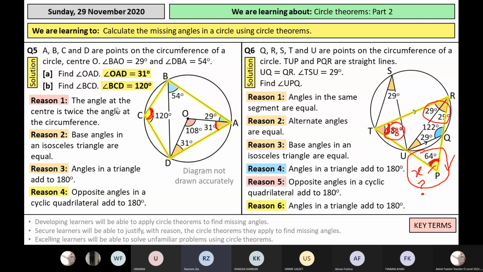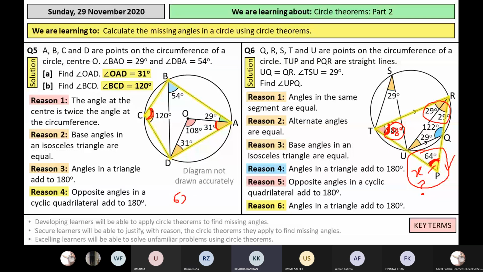Sir, I have a question. Who is asking the question? Sir, Amin. Sir, in question 5, the 31 is wrong. It should be 36. How? Sir, 108 plus 31 plus 31 is not 180, it is 170. Let me see. It's 62.